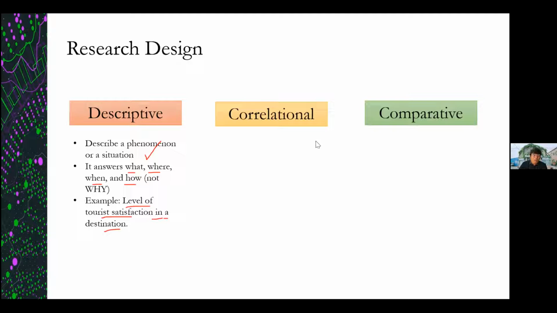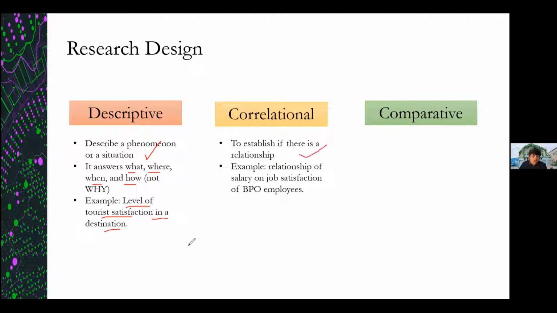Okay. Number two, we also have what we call correlational studies. Okay. So correlational research design is a type of research design where we want to establish if there is relationship between or among variables. Okay. So for instance, let's say you want to know the relationship of salary and job satisfaction of BPO employees. So gusto mong malaman kung meron bang relation yung level ng salary ng isang BPO employee sa kanyang level ng job satisfaction. So since you want to establish relationship between salary and job satisfaction, then the appropriate research design to you is a correlational research design.